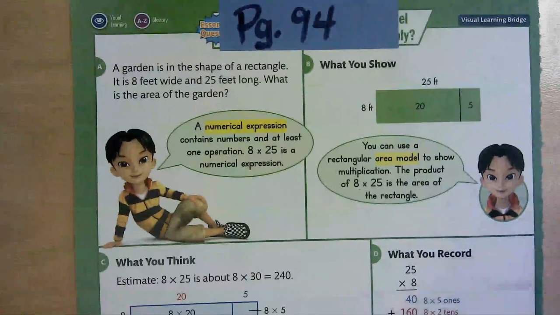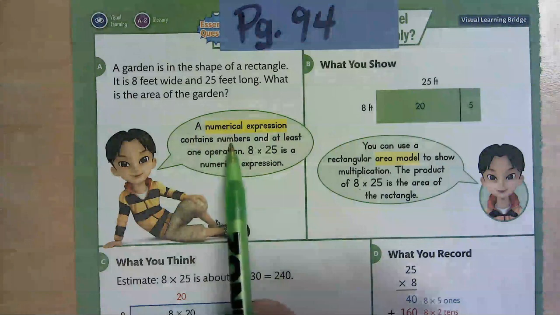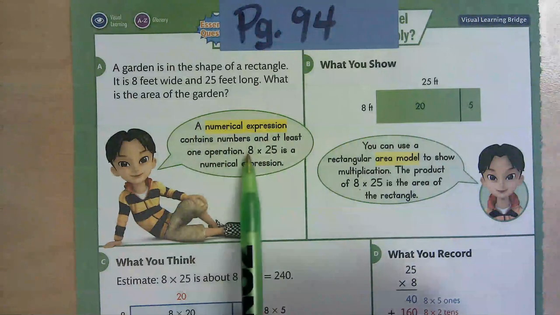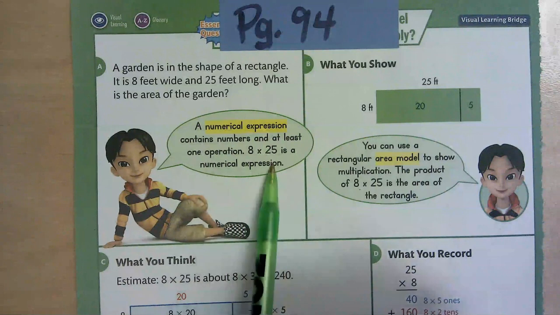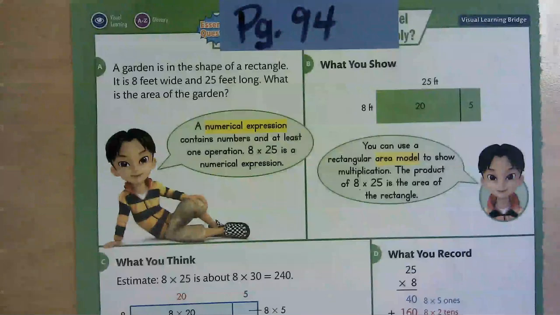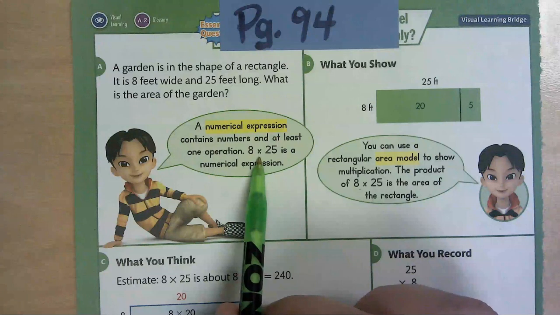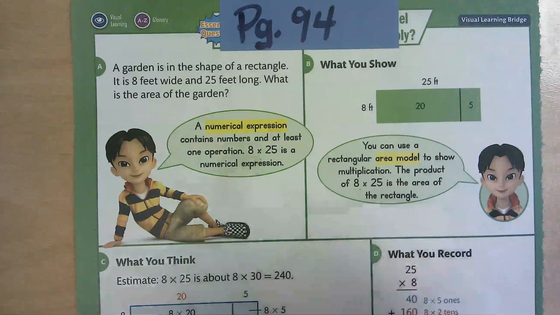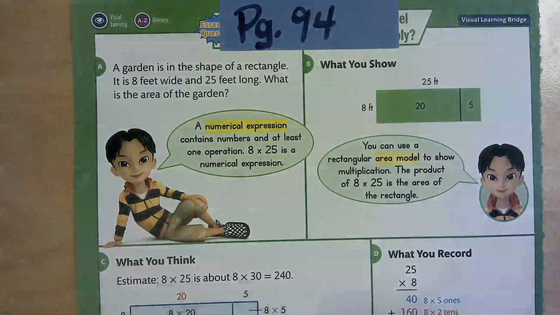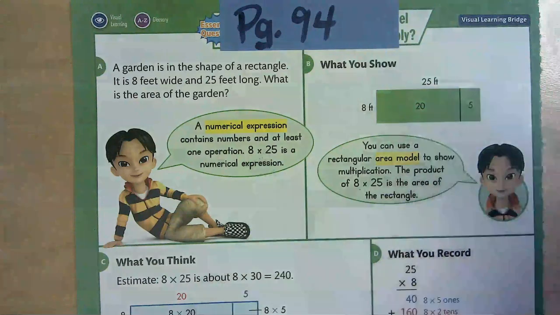All right, so as we read through today, we're actually going to start there and read what those different ones are. So our first one says a numerical expression contains numbers and at least one operation. 8 times 25 is a numerical expression. Numerical sounds like number, right? And an expression just means an equation, something like that. Operations are going to be addition, subtraction, multiplication, or division. So a numerical expression is going to have numbers and one operation in there to create our numerical expression.